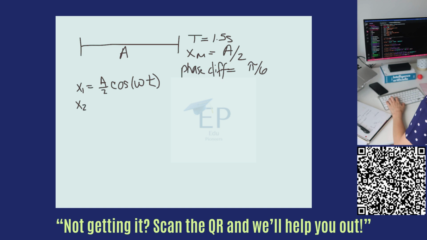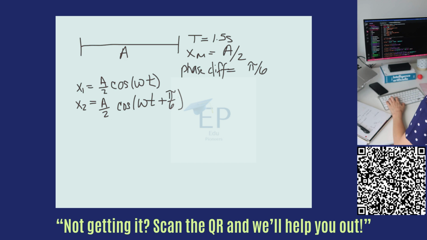Whereas our second particle, which is slightly out of phase with our first, is going to have a position of a over 2 cosine omega t plus phi, its phase constant. And in this case, its phase constant, we can substitute the phi out for pi over 6 because that is their phase difference. At this point, we're going to have to think about doing some substituting of terms here based upon the information that we have.